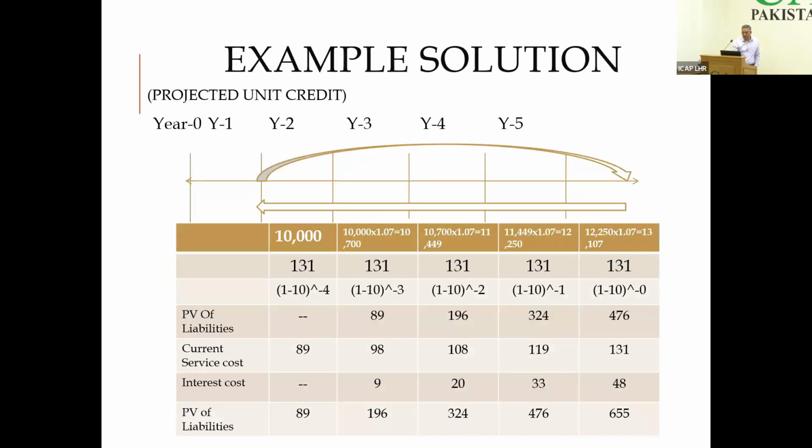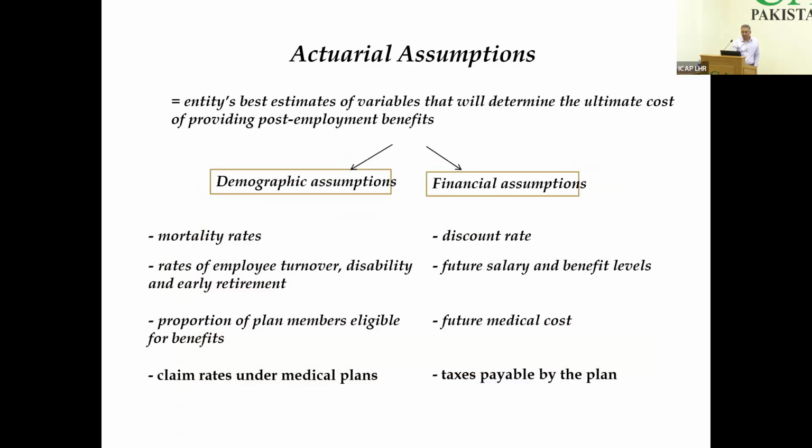This example is also in the presentation as well. And then actuarial assumptions, on which, let's say we are saying 7% increment, we are saying 10% discount rate, we are saying a 5-year employment span. All these are our assumptions basically, and that benefit is basically based on those assumptions.